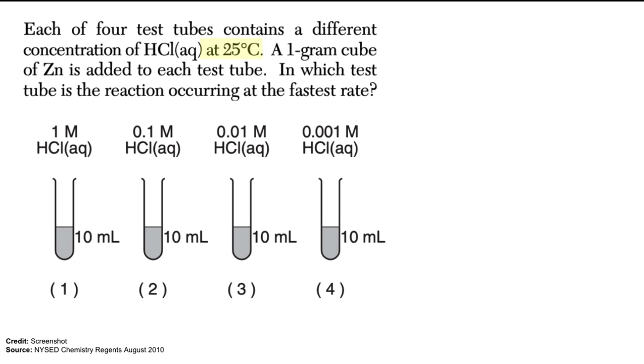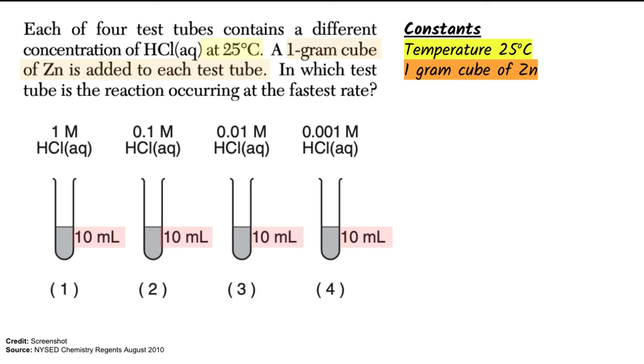So I'm going to annotate the problem a little bit to show you what jumped out at me. I noticed that it said at 25 degrees Celsius and that it was talking about all 4 of those test tubes at 25 degrees Celsius. I also noticed that it said a 1 gram cube of zinc is added to each test tube, and I noticed that next to each test tube it says 10 milliliters. So I can make a list of things that are the same about all of the test tubes, my constants, and that would be that the temperature is 25 degrees Celsius, that each of the test tubes is getting 1 gram, equal amounts of zinc added to it in the shape of a cube, and that each test tube contains 10 milliliters of HCl.